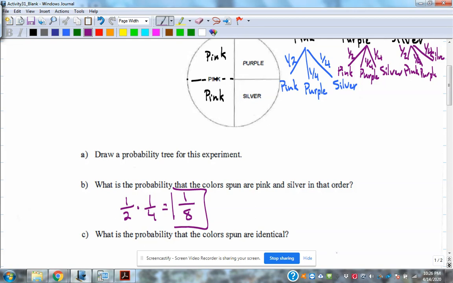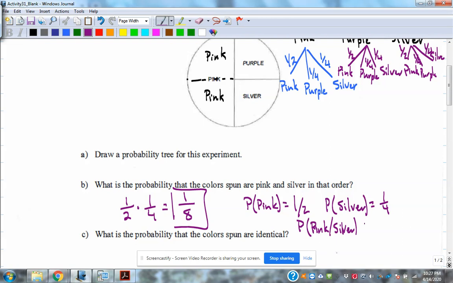So probability pink is 1/2, probability silver 1/4, probability pink, silver, and multiply those together: 1/2 times 1/4. You could find that without the tree, but it's nice to look through the tree and be able to get that as well.